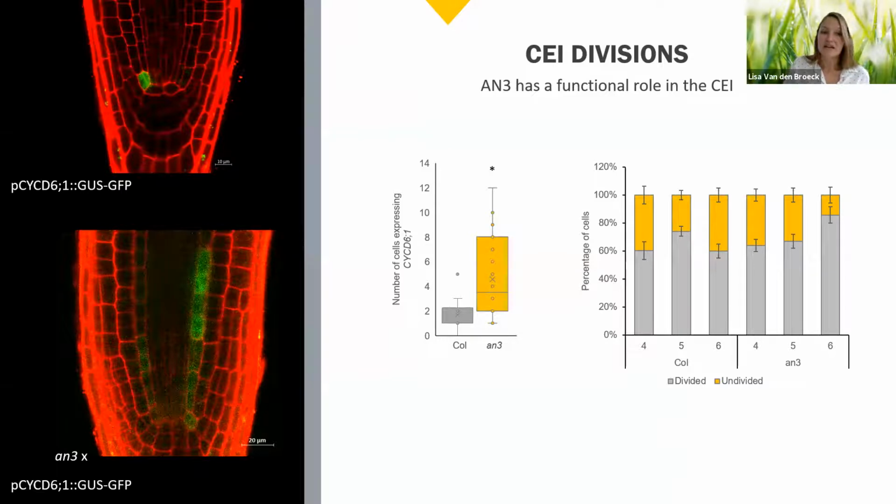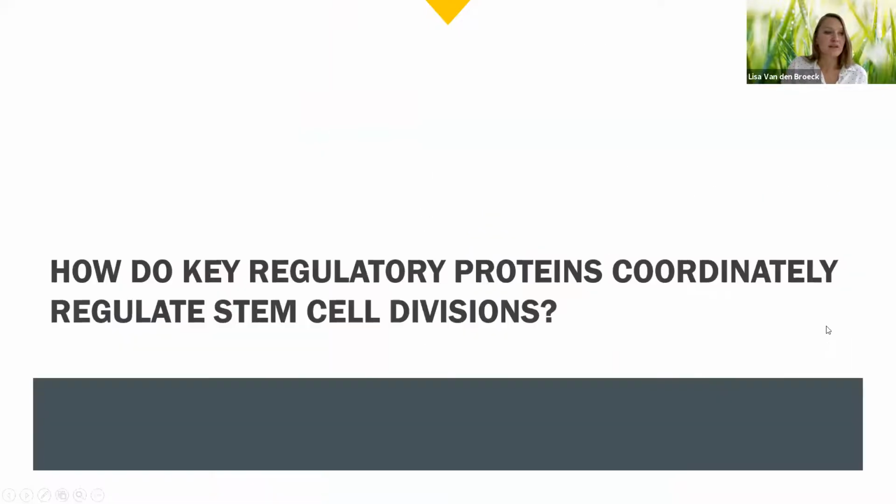And now to gain insight in these system level regulations of CEI stem cell divisions, we modeled the expression of cyclin D6 and its known direct and indirect upstream regulators, which was WOX5, AN3, but also SHORT-ROOT and SCARECROW, which I'll talk about in a sec. So how do all these key regulatory proteins coordinately regulate stem cell divisions?